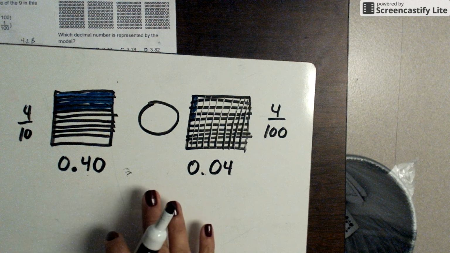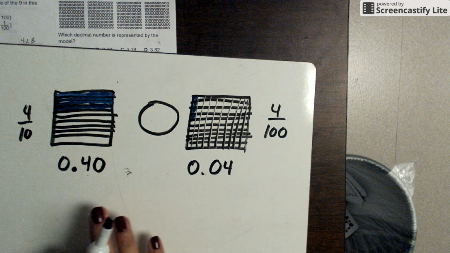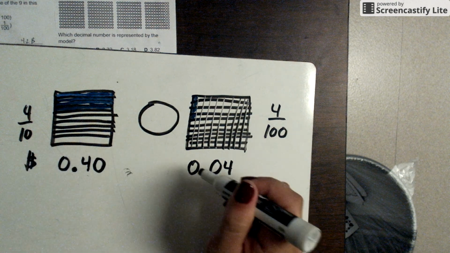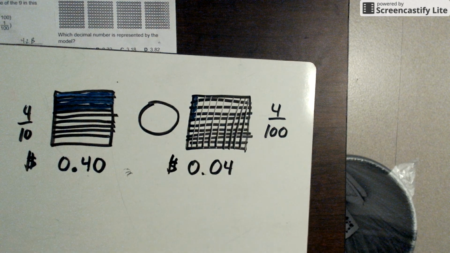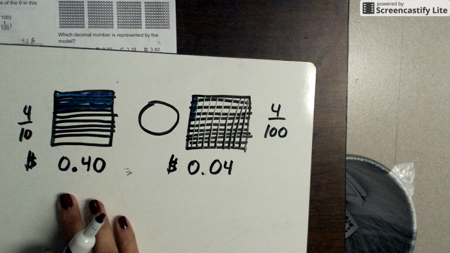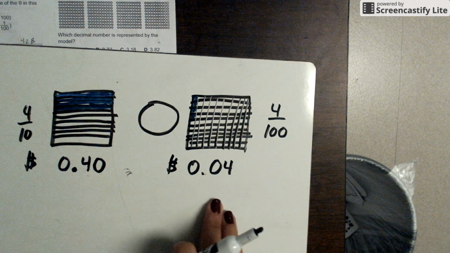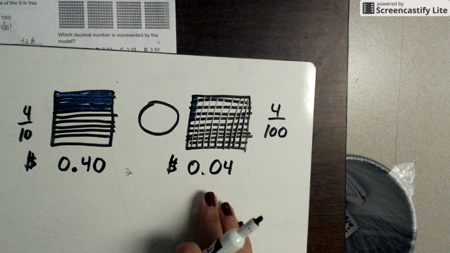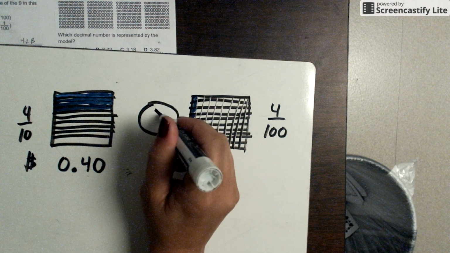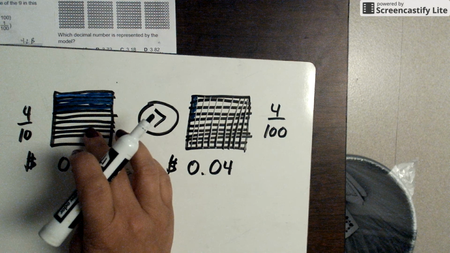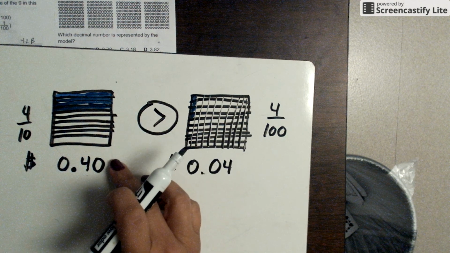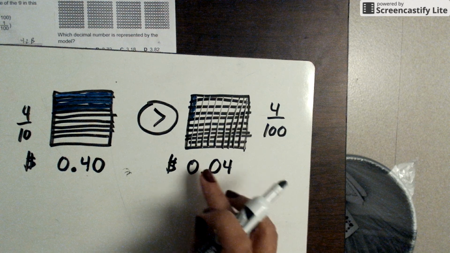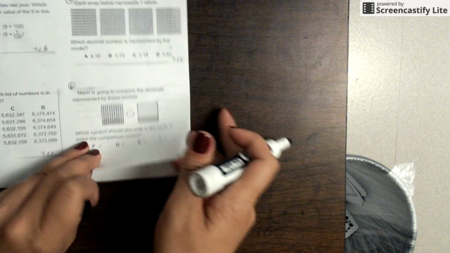And we also talked about how when we compare decimals, we can think about it like money. So I'm going to put a $ sign in front of this and a $ sign in front of this. And when I look at this, this looks like it would be 40 cents and this looks like it would be 4 cents. Well, I know that 40 cents is greater than 4 cents. So that means that this model of 4/10 is going to be greater than this model of 4 hundredths. Okay, so that should help you with number 6.